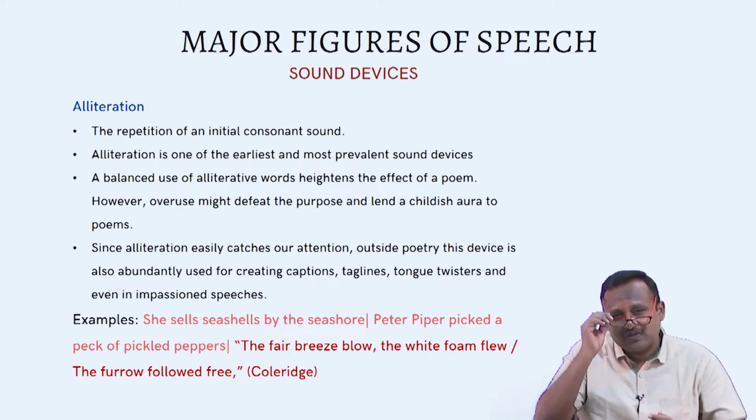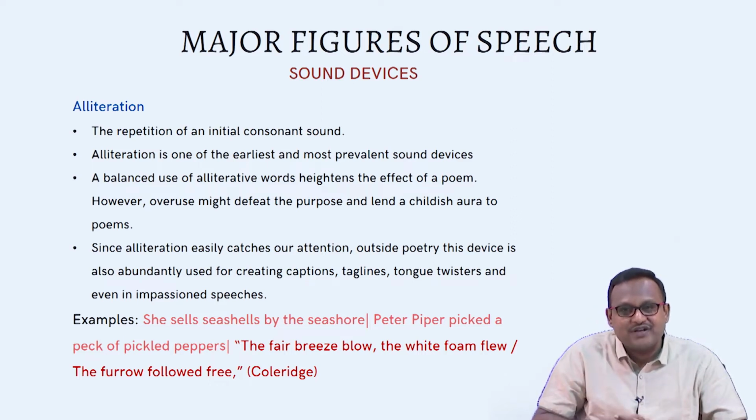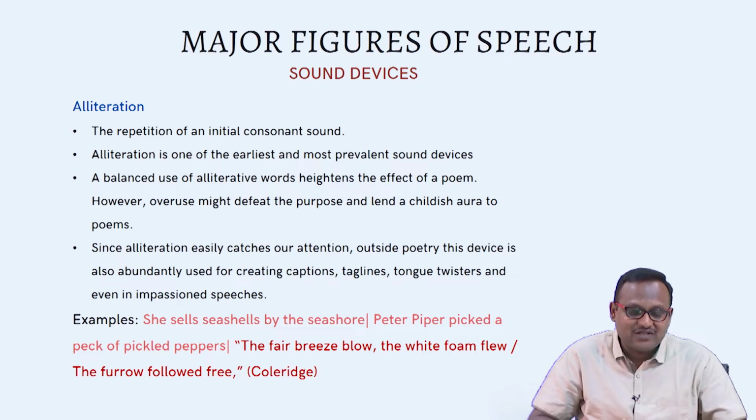Alliteration refers to that quality of poetry wherein it lends musical effect to the lines we read. In other words, how does it do it? By repeating an initial consonant sound. So, here this device mimics the musicality of the language or the rhythms that exist in language, and by repeating those sounds it lends a kind of a musical quality to the lines we read.